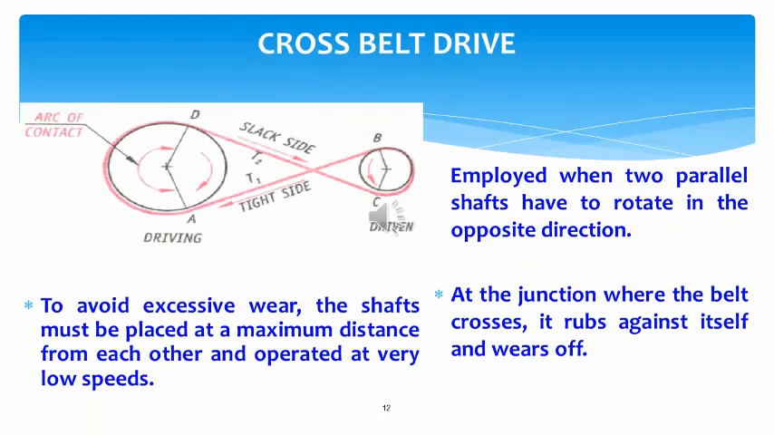Just like open belt drive, we have cross belt drive. This cross belt drive is employed when two parallel shafts have to rotate in the opposite direction. It is used to avoid excessive wear. The shafts should be placed at a maximum distance from each other and it has to be operated at very low speeds. At junctions where the belt crosses, it rubs against itself, because of which there will be wear and tear of the belt drive.